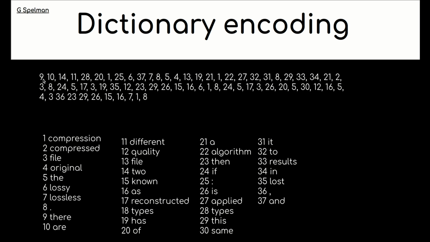if I look here, I've got 9. So 9 means there, if you look in the table. Then I've got 10, and 10 means are. So there are, and then 14 is 2. So there are 2. 11 is different, and so on. You can see I can reconstruct this paragraph as it was originally intended.